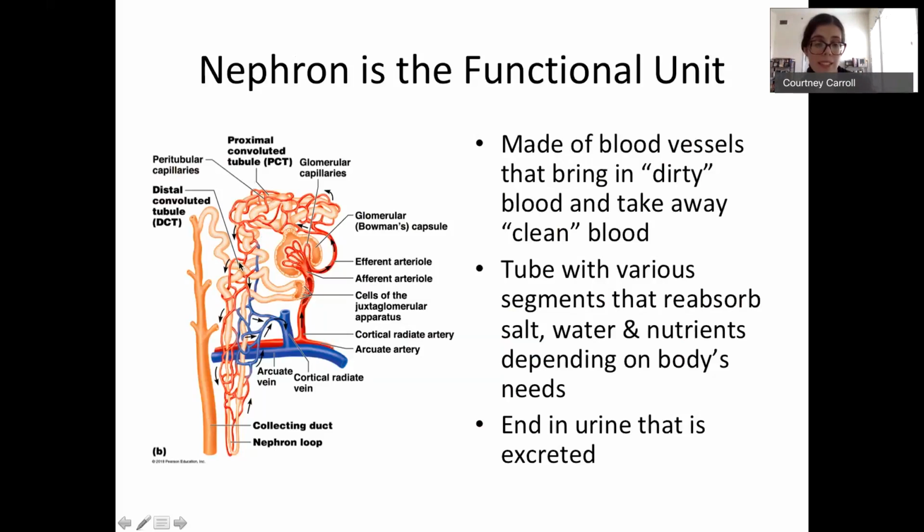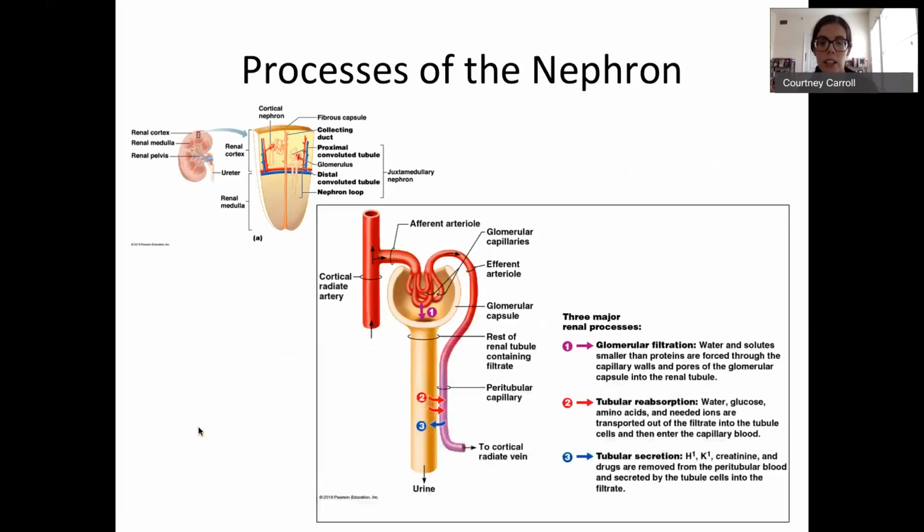Then the bad stuff, the toxic waste, the salt we don't need, a little bit of water, all of that will form urine and eventually be excreted out through that distal convoluted tubule, eventually joining up and forming the ureter into the bladder.